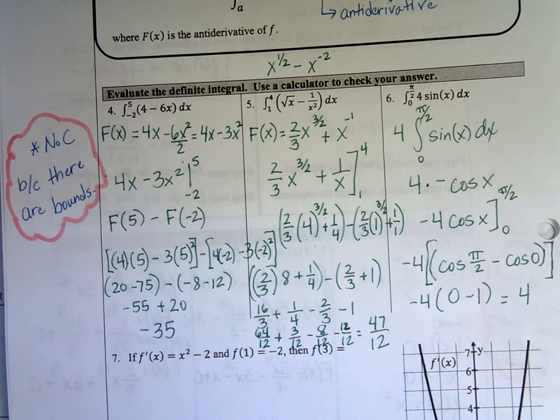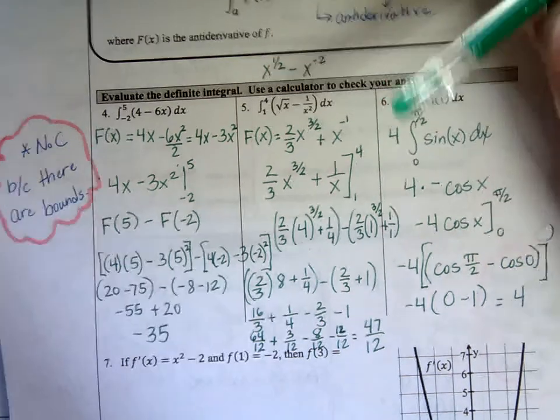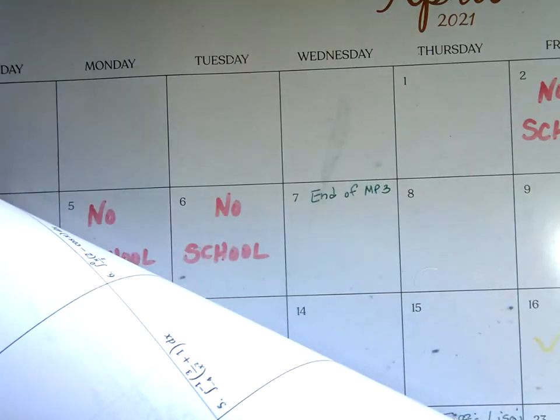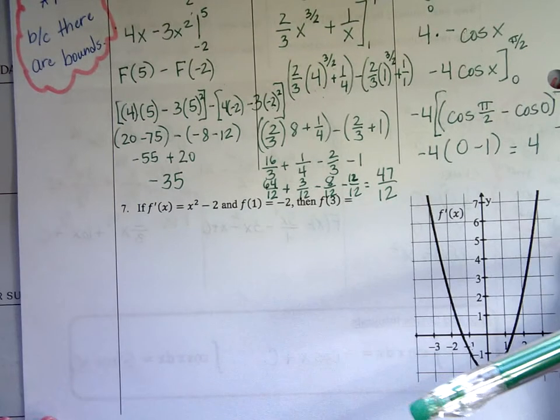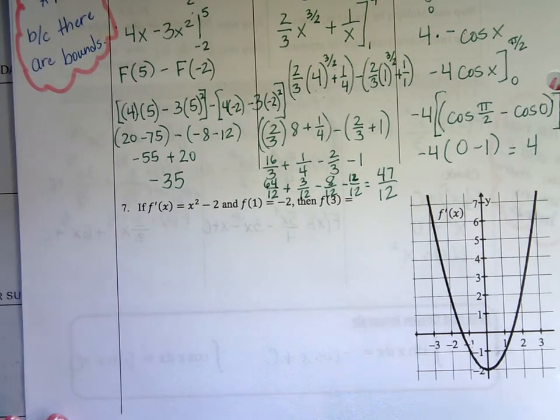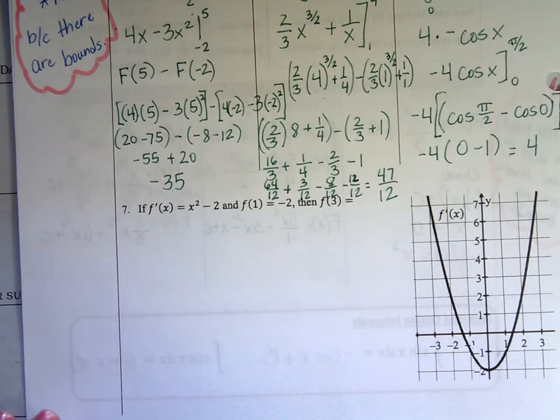All right, here comes the last one. Well, I think is it the last one? Yeah, it is. Last example anyway. Number 7. So if I look at number 7, this is a classic AP kind of question too.